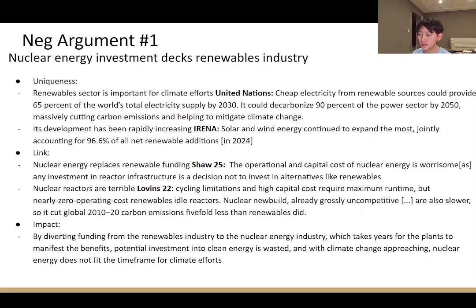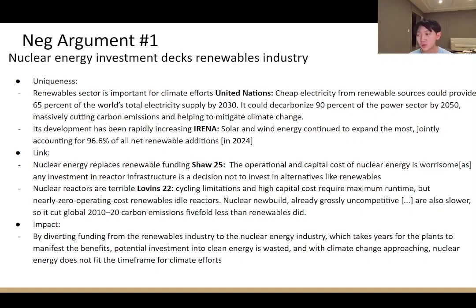So the impact is that by diverting funding from the renewables industry to the nuclear energy industry, which takes years for the plants to manifest the benefits, potential investment into clean energy is wasted. And with climate change approaching, nuclear energy does not fit the time frame for climate efforts, right?